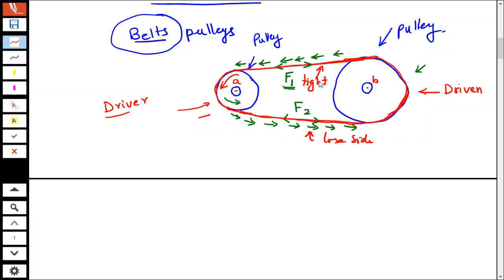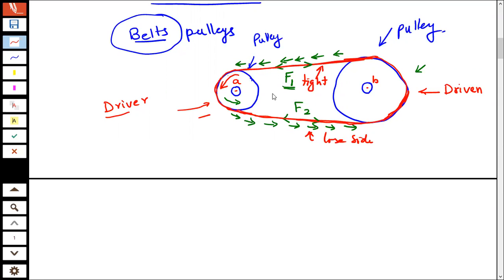So this one is the loose side of the belt and that one is the tight side of the belt. Now, if I change the direction of rotation and make it like this, what is going to happen? This one is going to become the loose side and this one is going to become the tight side. It is going to be opposite, right?